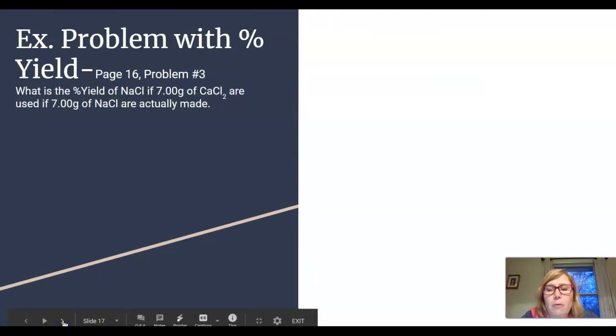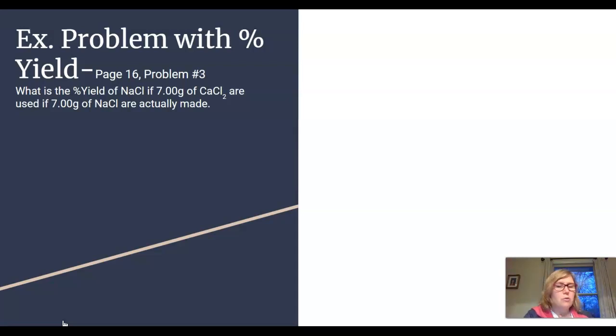So I'm going to ask you to go back to your packet and go to, I believe it's page 16, problem number 3. It says, what is the percent yield of NaCl if 7 grams of calcium chloride are used up? If 7 grams are actually made. I think I might have written that wrong, but it's on page 16, number 3. I left out the word up, but it's: are used up if 7 grams of NaCl are actually made.